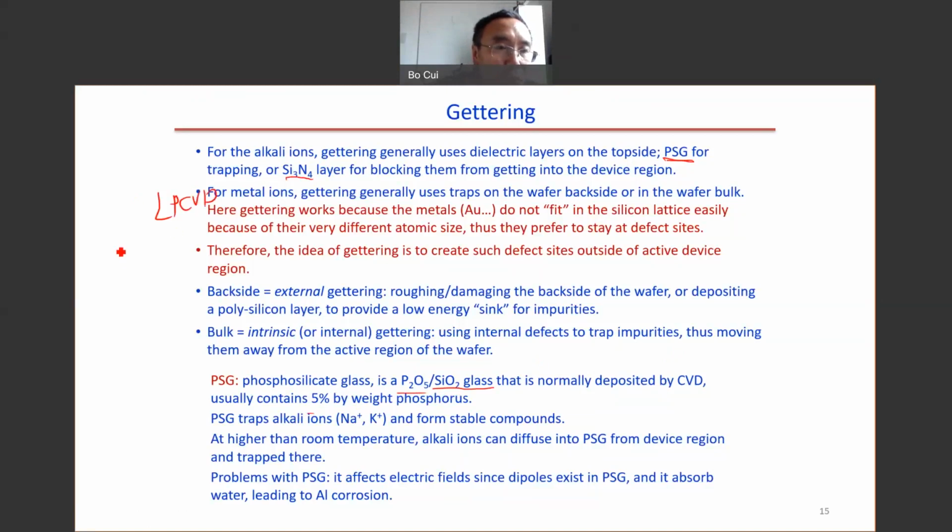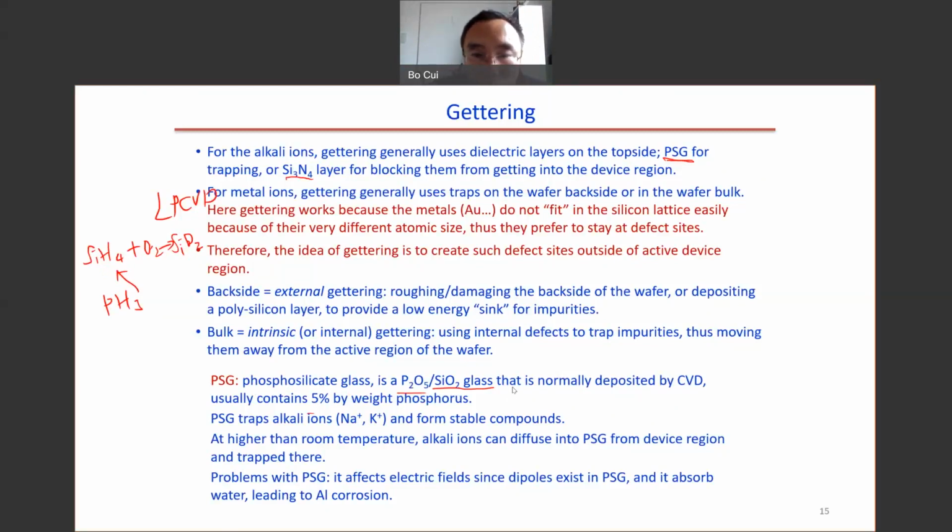So we know that silicon oxide is coated by using silane gas, right? We use silane plus oxygen at high temperature to form silicon oxide. This is LPCVD, low pressure CVD, to form silicon oxide. If we add phosphine gas, PH3, then we can have P2O5, and then we have the PSG.